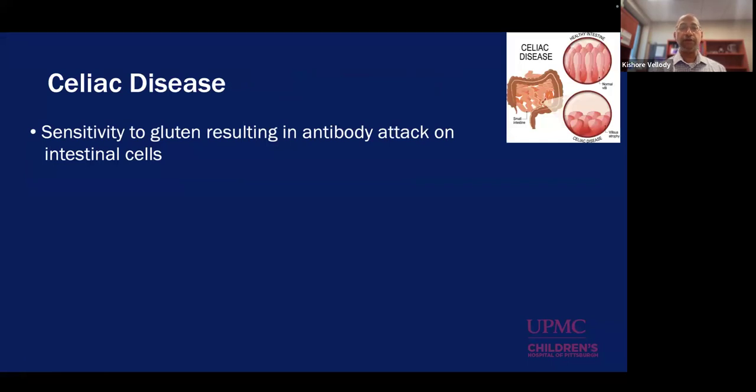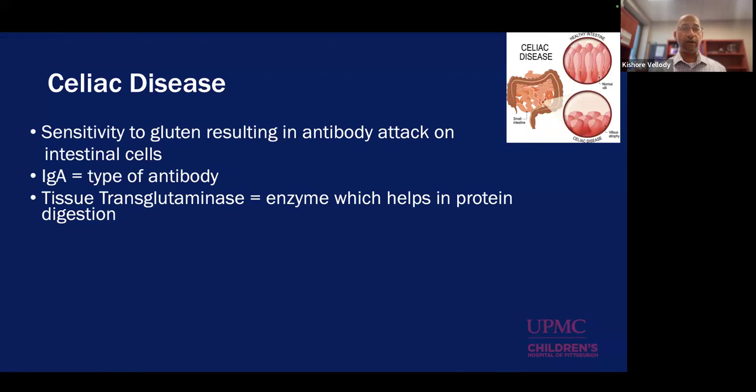So celiac disease is just a sensitivity to gluten because of an antibody attack on the intestinal cells. So you can see here in this picture that the healthy cells have these finger-like projections called villi. But in somebody who has celiac disease, they're all blunted. They've all been destroyed by the immune attack. And so they have what's called villus atrophy, so they can't absorb nutrients as well because the area to absorb nutrients is lower because of the immune response.